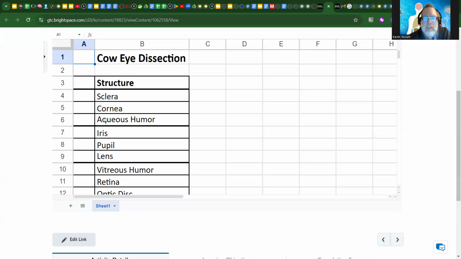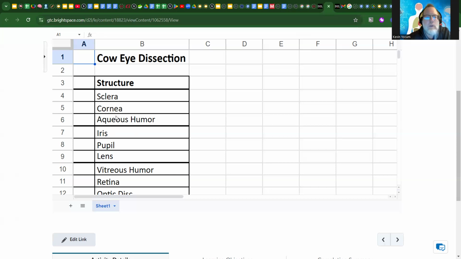Aqueous means, of course, watery, right? Like aqua in Spanish, or Latin. So aqueous means watery. Humor doesn't mean funny. It should, but it can and it does, but not in science. Humor has to do with a medium of some sort. So this is a liquidy, watery medium in essence, is what this means.